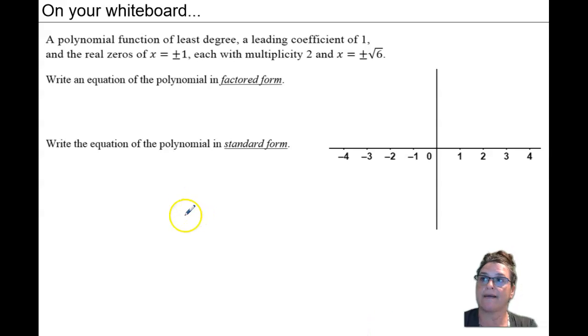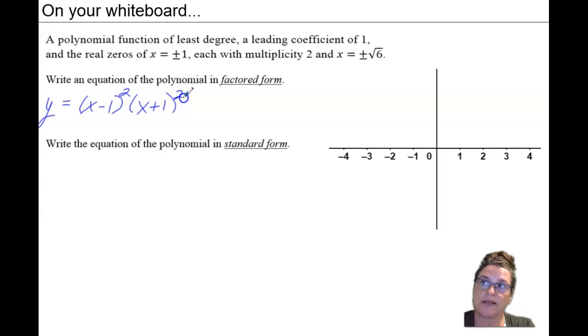Okay, so we're back. We want to write a polynomial of least degree. Leading coefficient is 1, and the real zeros are x equals plus or minus 1, each with multiplicity of 2. So in factored form, I would have a factor of x minus 1 for the x equals 1, and that has multiplicity of 2. And then a factor of x plus 1, also with multiplicity of 2, right? Those are my real zeros, plus or minus 1, each with multiplicity of 2.